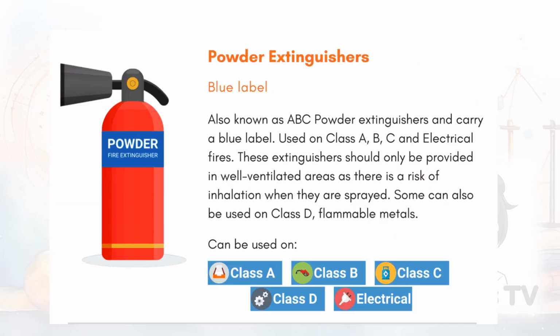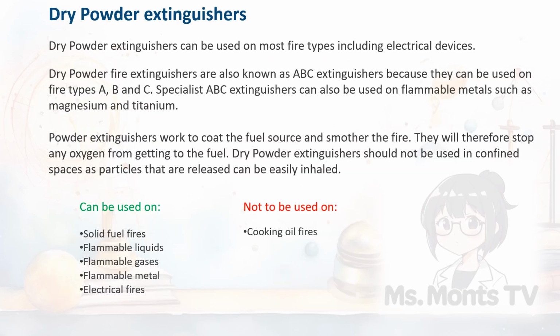We have powder extinguishers. It has a blue label. It is also known as ABC powder extinguishers and carries a blue label. Used on Class A, B, C, and electrical fires. These extinguishers should only be provided in well-ventilated areas as there is a risk of inhalation when they are sprayed. Some can also be used on Class D flammable metals, but they cannot be used on cooking oil fires.